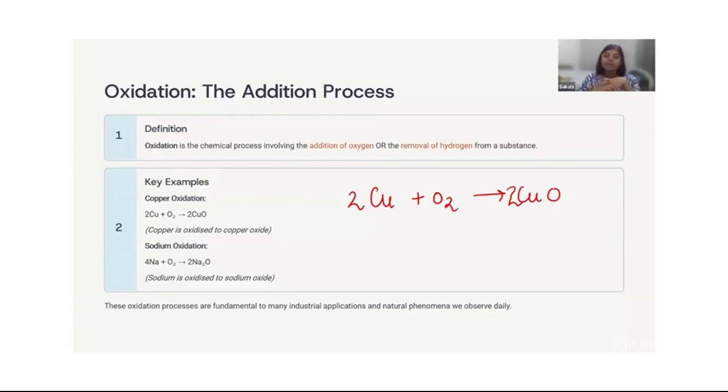And also the removal of hydrogen is known as oxidation. Oxidation is either removal of hydrogen or gaining of oxygen. Here also you can see we have sodium plus oxygen, which is giving us sodium oxide. Let us balance the chemical equation again. So here sodium is oxidized. It is gaining oxygen to form Na2O. So this is oxidation, where we are gaining oxygen or removing hydrogen.